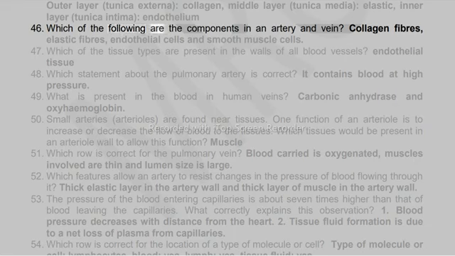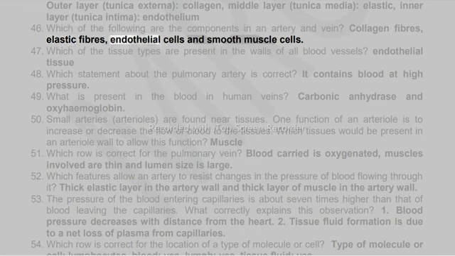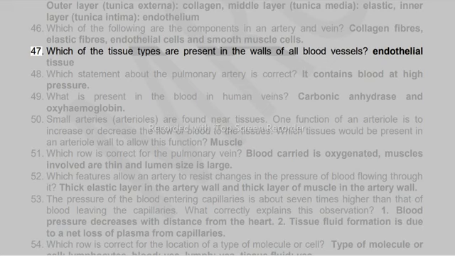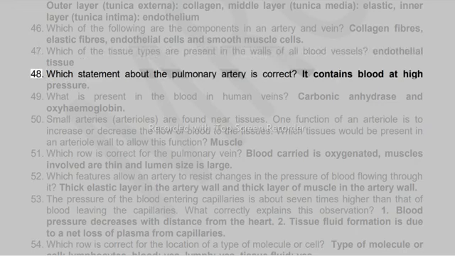35. Which of the following are the components in an artery and vein? Collagen fibers, elastic fibers, endothelial cells and smooth muscle cells. 36. Which of the tissue types are present in the walls of all blood vessels? Endothelial tissue. 37. Which statement about the pulmonary artery is correct? It contains blood at high pressure.